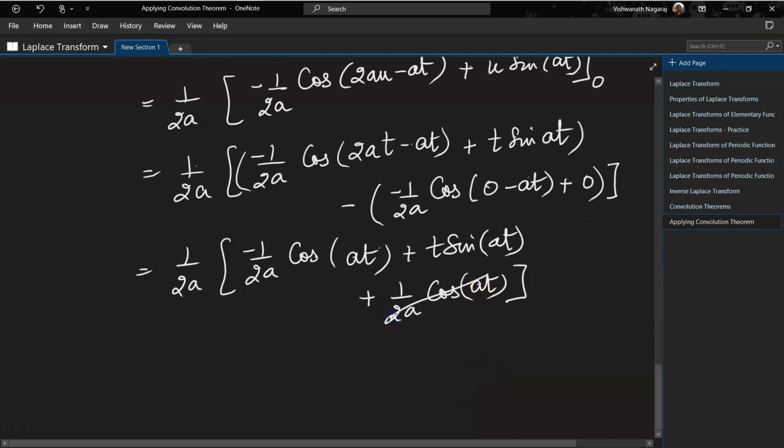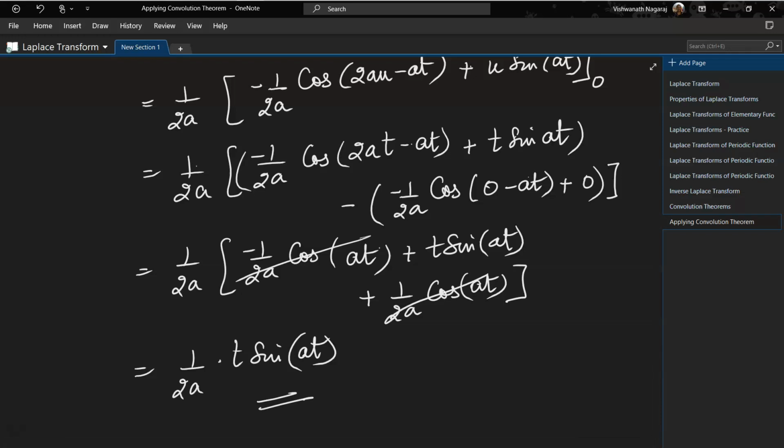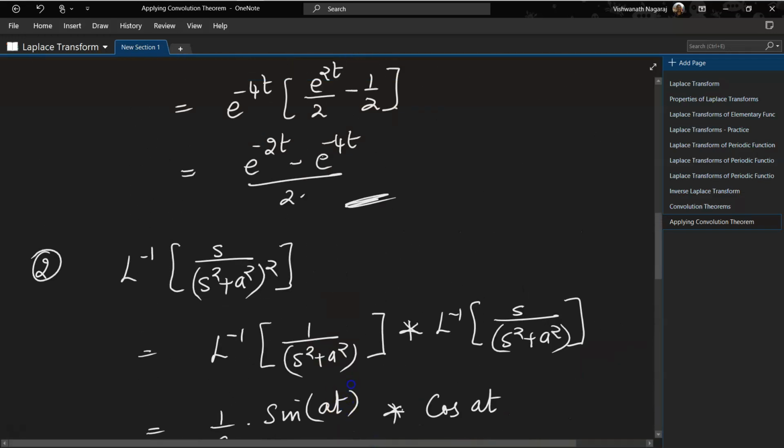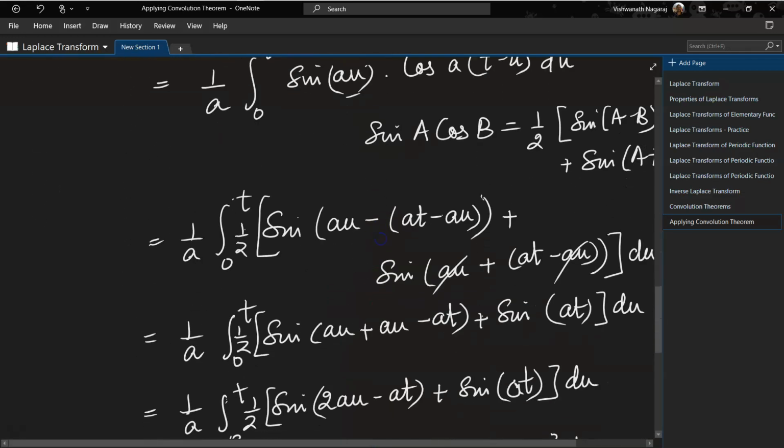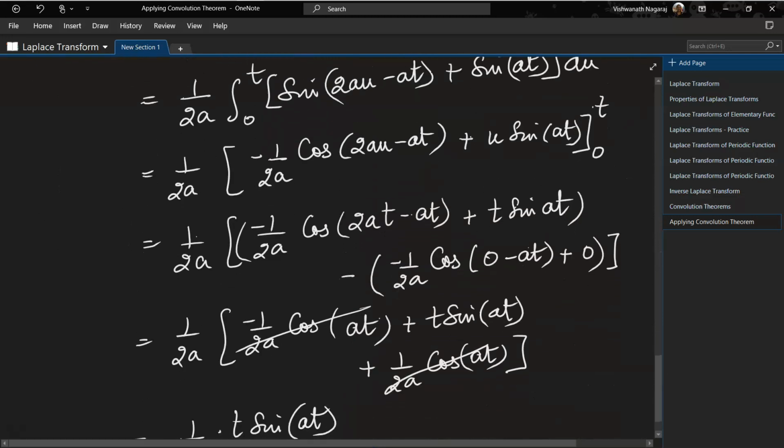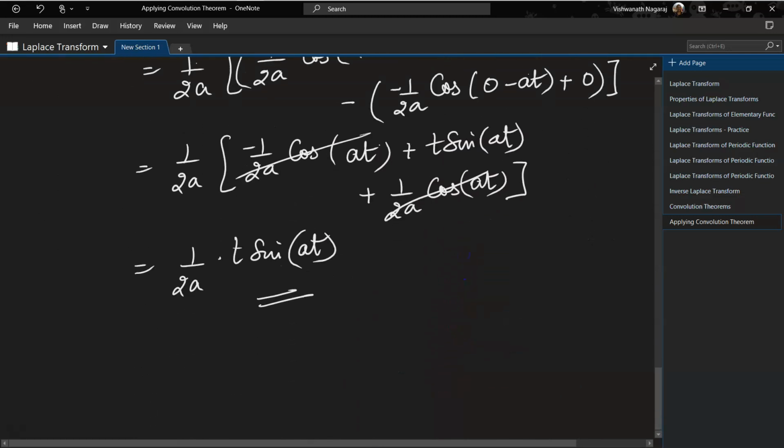Which means this and this get cancelled out and we are left with 1 by 2a, if we remove the bracket, times t sine(at), so that is the Laplace inverse of s by (s square plus a square) the whole square. Okay, take it step by step, don't try to jump steps. It's very easy to miss out things.